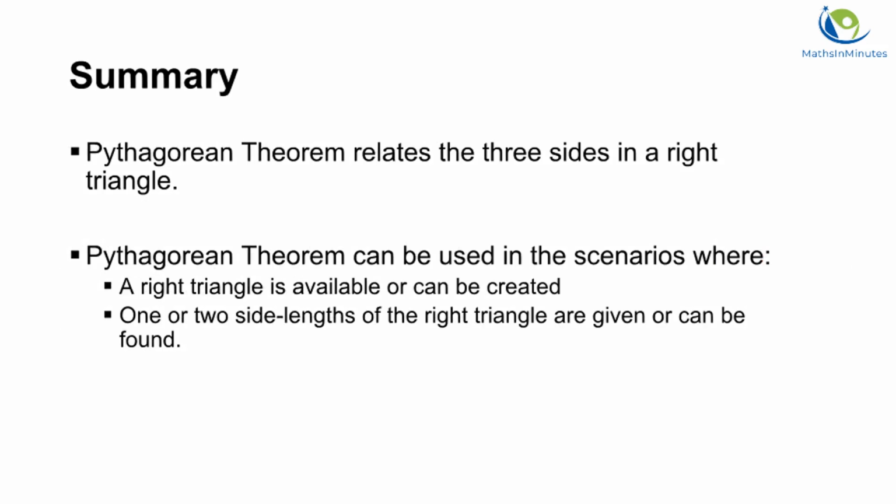In summary, Pythagorean theorem relates the three sides in a right triangle. Pythagorean theorem can be used to solve geometry problems, where a right triangle is available or can be created, and one or two side lengths of the right triangle are given or can be found.